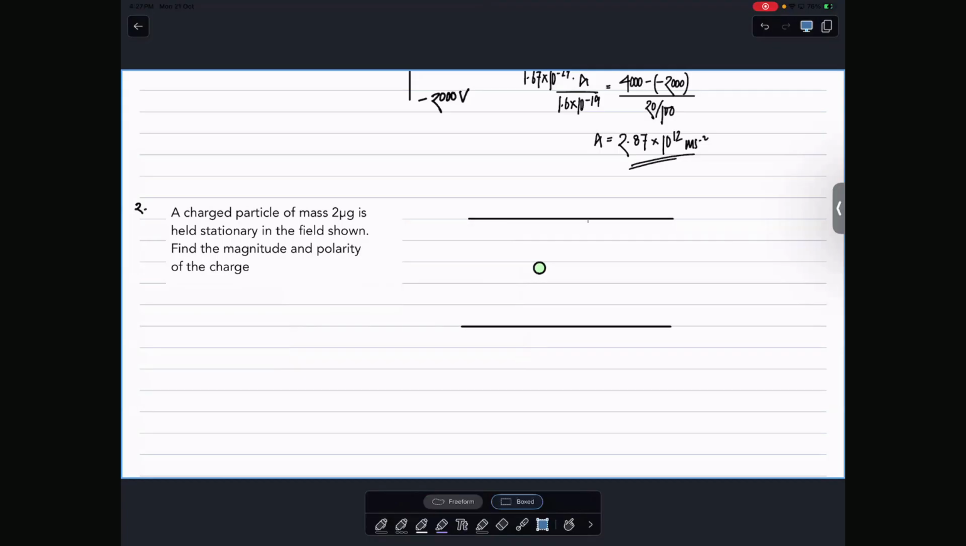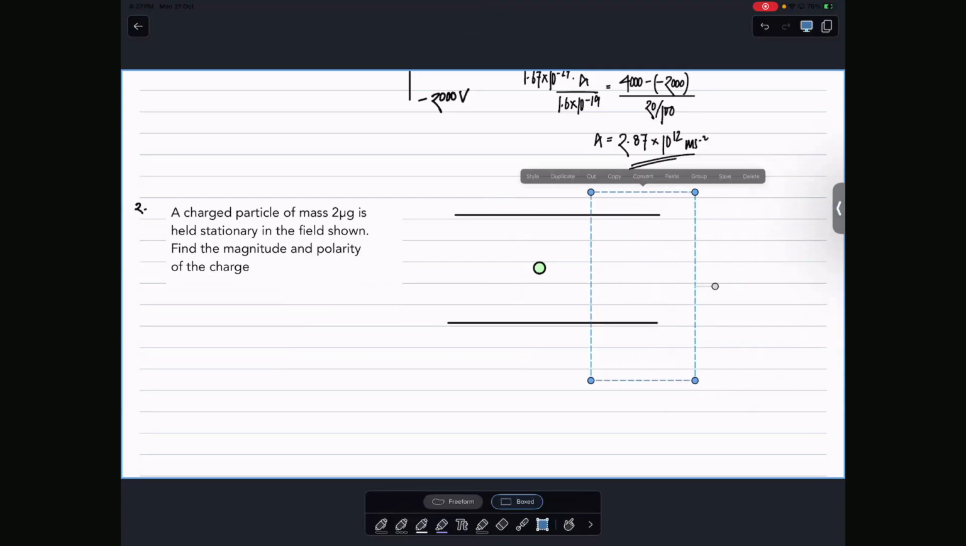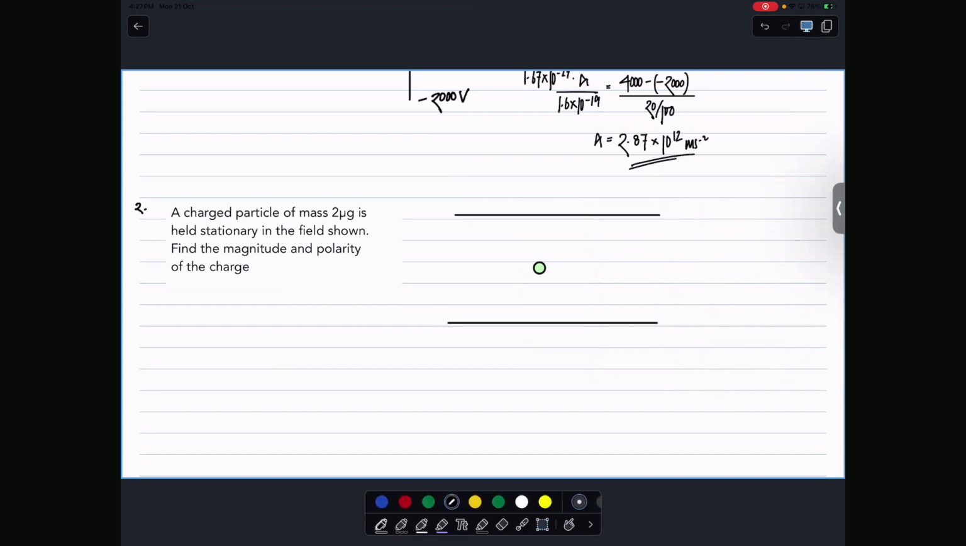Let's say there's no field out there. Would something just stay stationary? Yeah, so the weight, right? So because of the weight, the particle is supposed to go which way? Downwards. But it isn't going downwards. So that means the electric field must apply what force? Equal and opposite. So that balances, right?